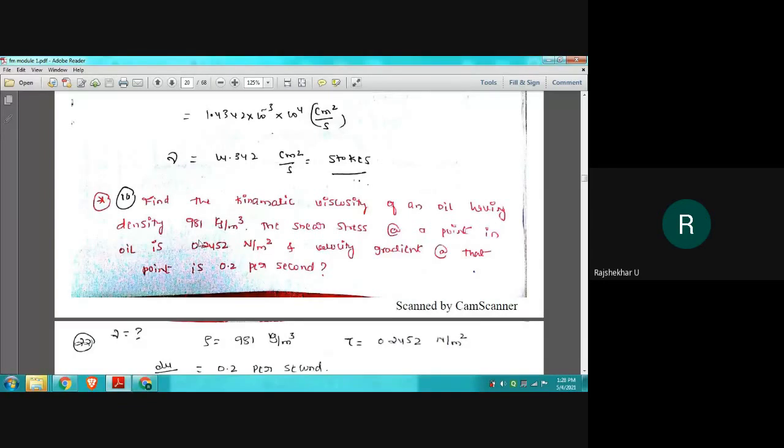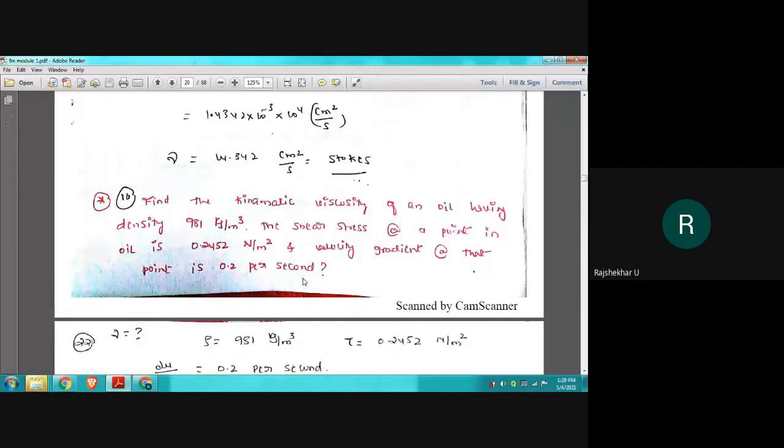Okay, I think you noted it down. So here you have to find the kinematic viscosity. Find the kinematic viscosity of an oil having density, which is clearly given, 981 kg per meter cube. The shear stress at a point in the oil is 0.2452 Newton per meter square. Tau is also given, and the velocity gradient at that point is 0.2 per second.